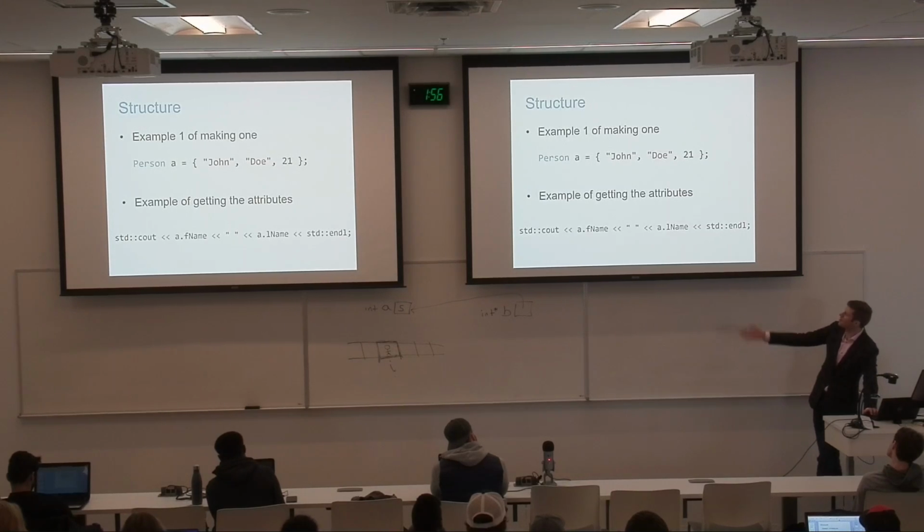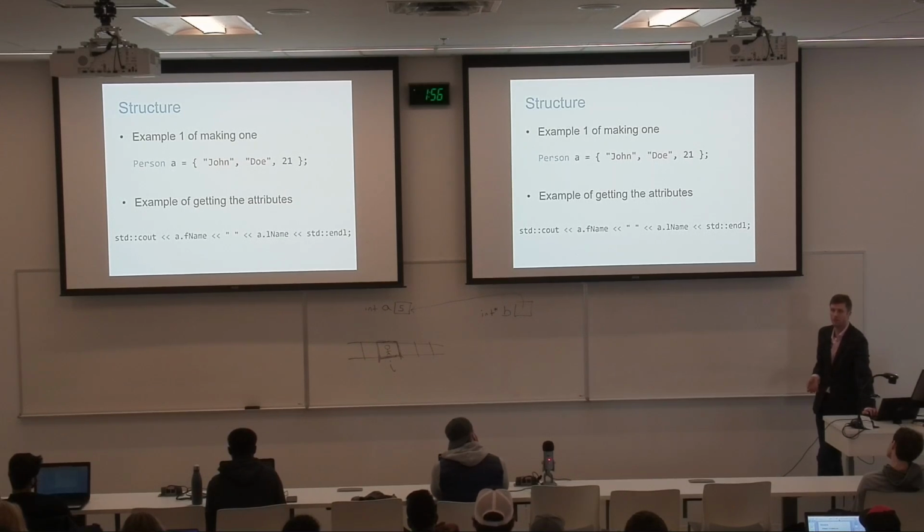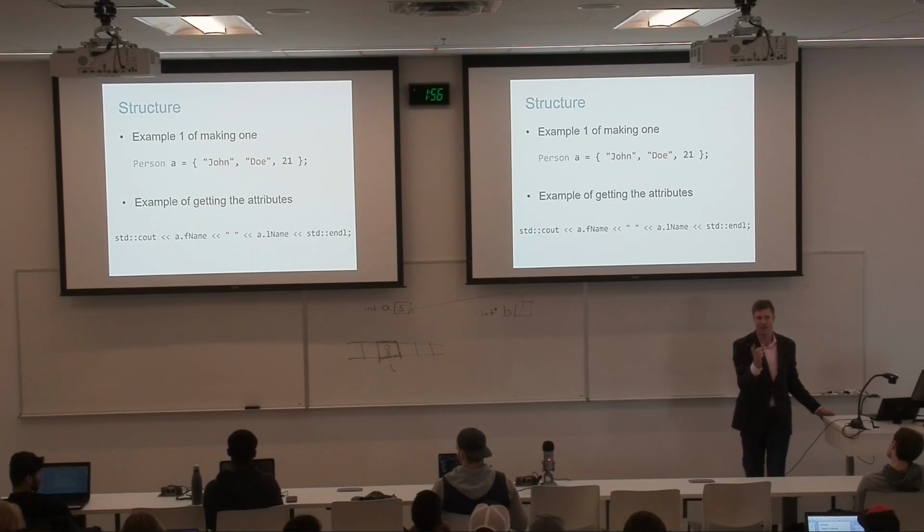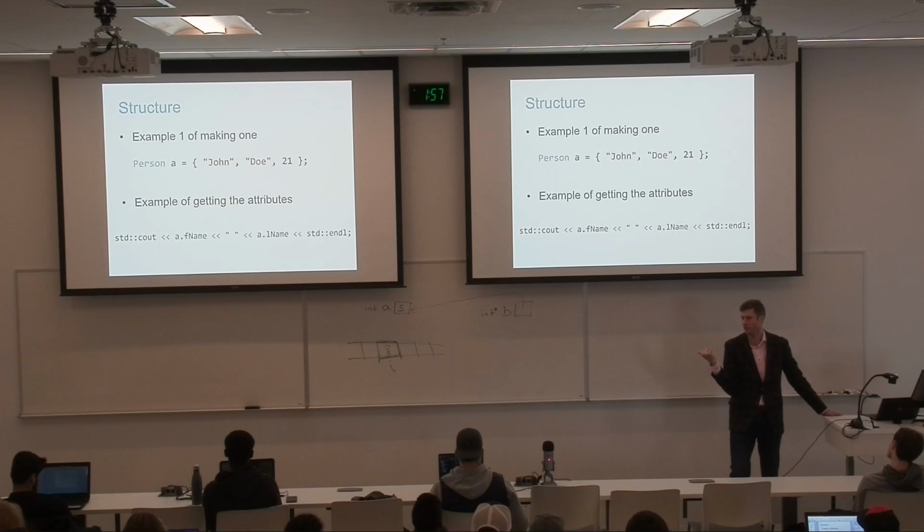And if you want to get the attributes, it's just like that. A.fname, A.lname. Pretty easy. In fact, this code would be identical if we made the attributes of a class public. That's how we would access them. So it's actually kind of neat.